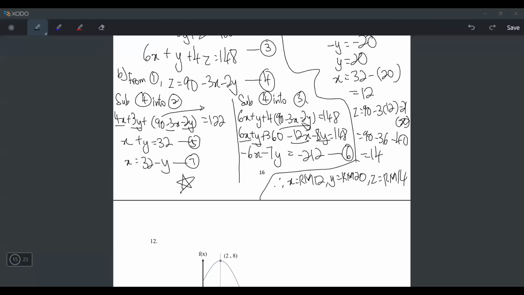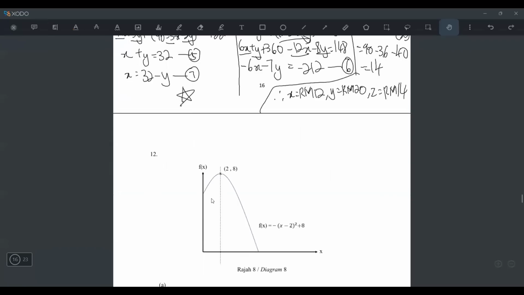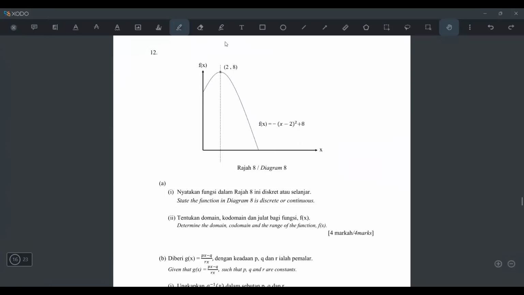Okay, let's move on to question 12. They give you a diagram and they say state the function in diagram 8. Is it a discrete function or continuous function? So this function, we call it a continuous function. Let me just explain why it is a continuous function.